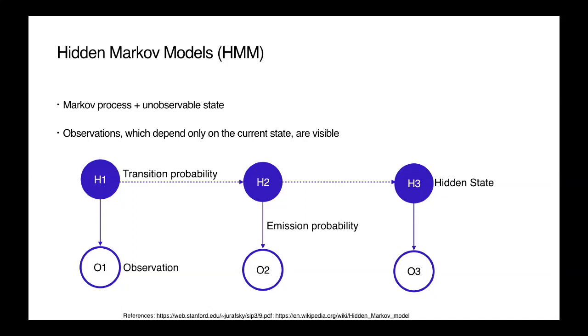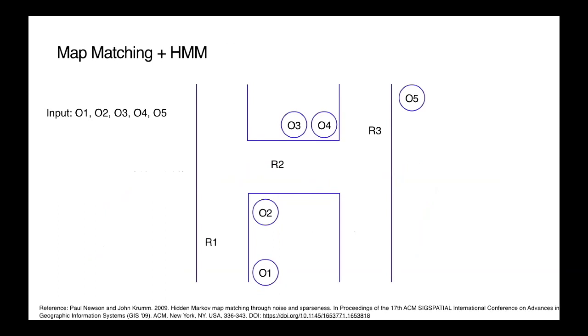One thing I forgot to mention is that the probability of transitioning from one state to the other is called a transition probability, and the probability of an observation being emitted from a particular state is termed an emission probability. So with this foundational knowledge, we will now attempt to solve map matching.